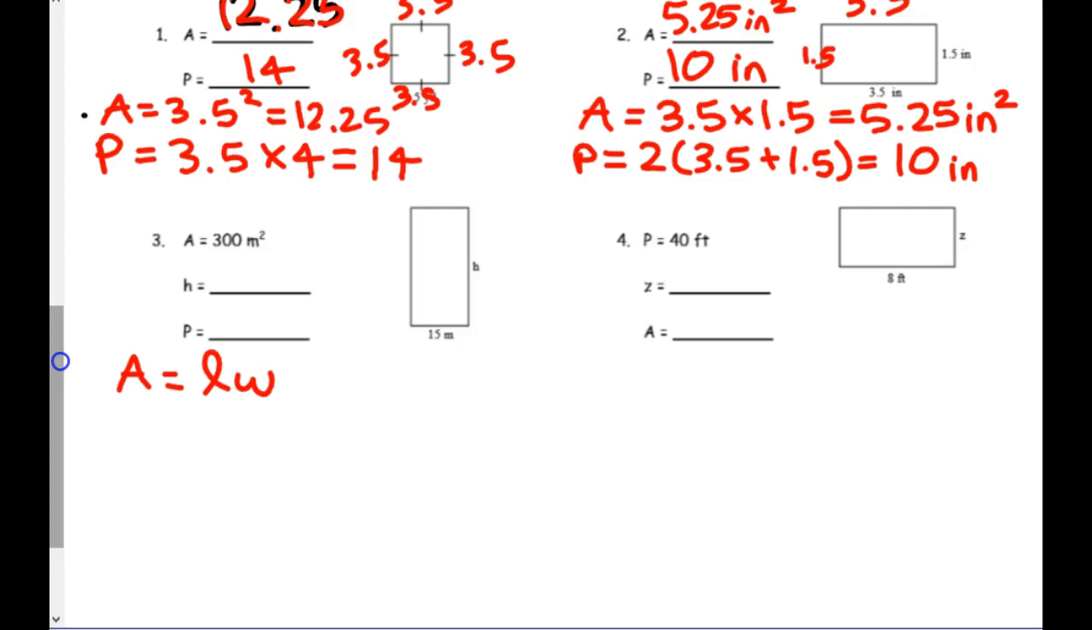So A is 300 over on this side. L, the length, well, notice how H is the longer one, so H is really the length, okay? So we'll call that H times the width, which is 15. So how do I get rid of that 15 if I'm solving this equation?